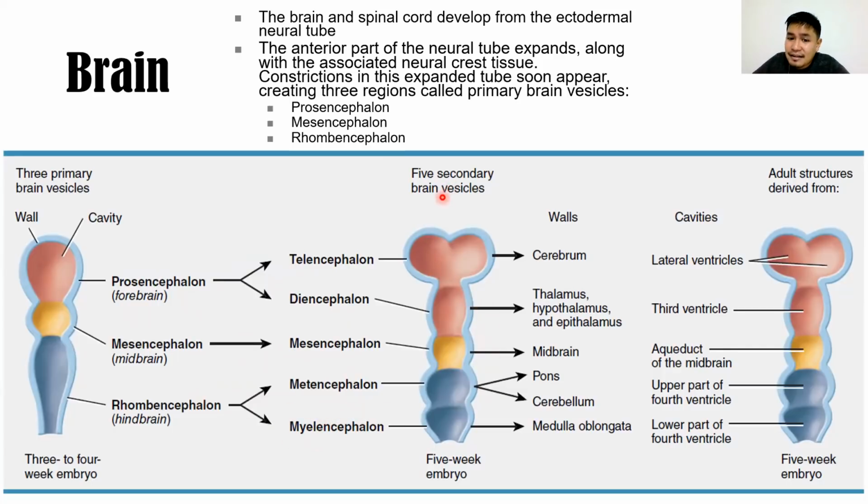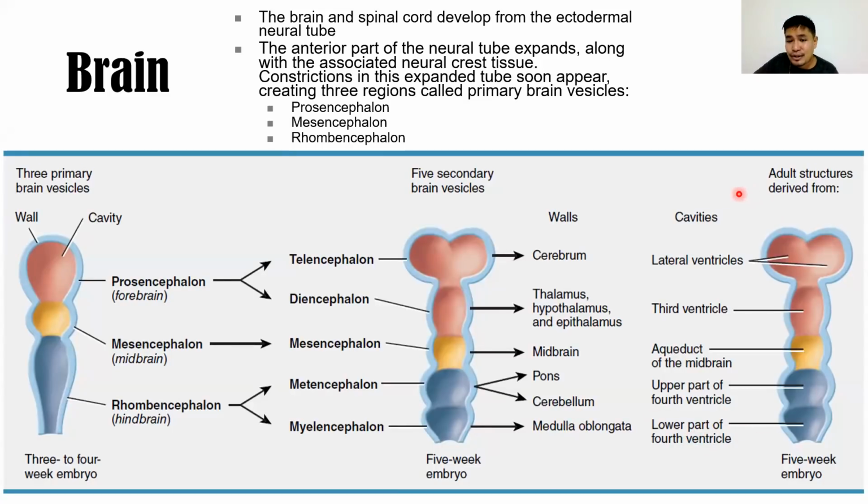which are your 5 secondary brain vesicles, no? In a 5-week embryo. No? Lima na. Telencephalon, diencephalon, mesencephalon, metencephalon, and your myelencephalon. Your telencephalon will give rise to your cerebrum and lateral ventricles. Diencephalon develop into your thalamus, hypothalamus, and epithalamus, and third ventricle. Your mesencephalon would give rise to your midbrain and aqueduct of the midbrain. Metencephalon, pons and cerebellum, and upper part of the fourth ventricle. And myelencephalon will give rise to your medulla oblongata and lower part of the fourth ventricle.